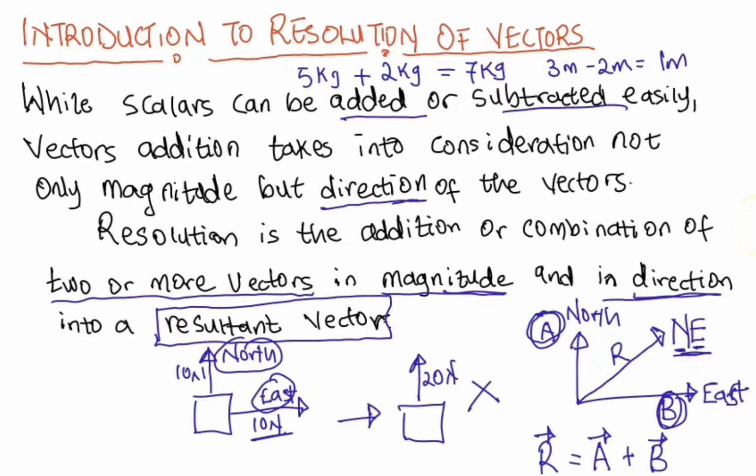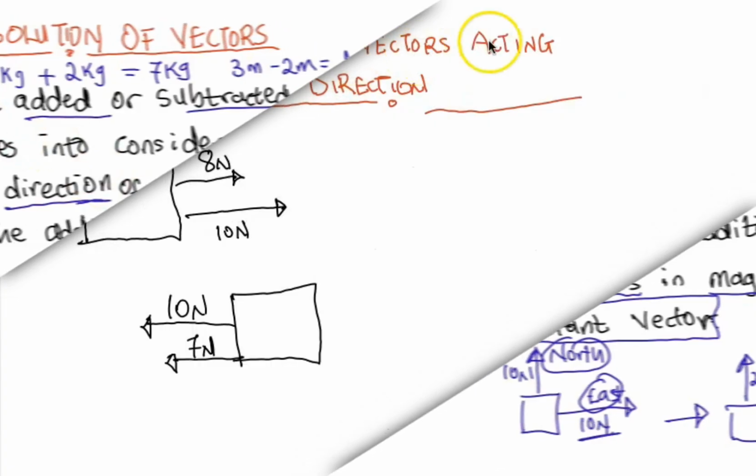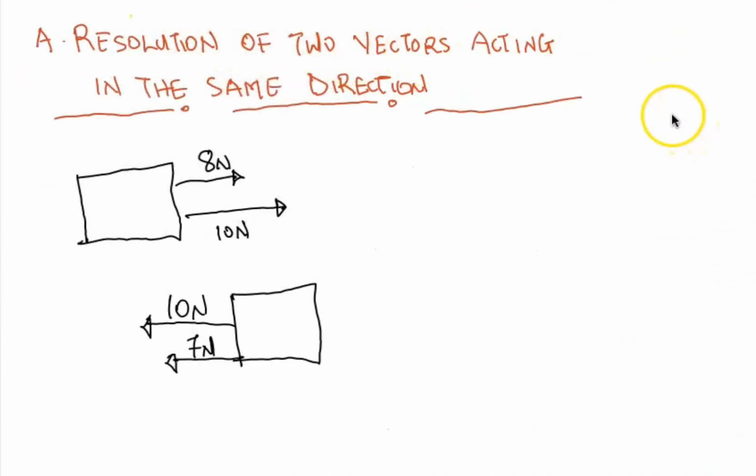There are different ways of acting vectors based on how they are moving. Either they are moving in the same direction, in opposite direction, perpendicularly, or at certain angles to one another. So we begin by looking at the relation of vectors that are acting in the same direction. Now, if you look at this vector here, 8 Newton, the vector is acting east, and then we have a second vector here, 10 Newton, also acting eastward.